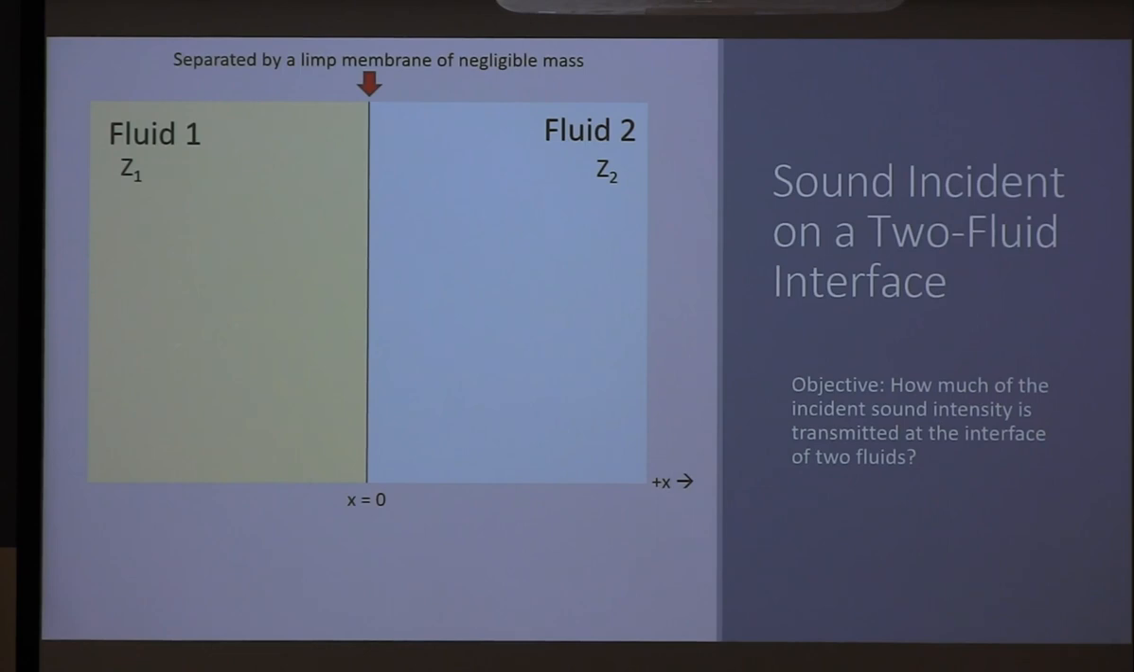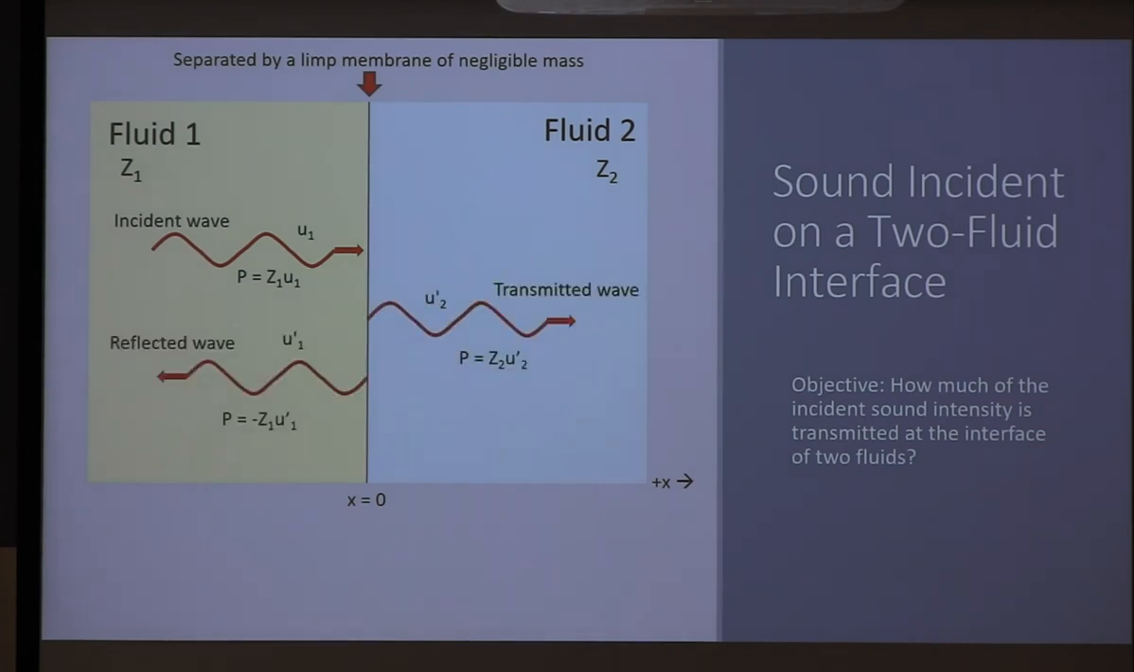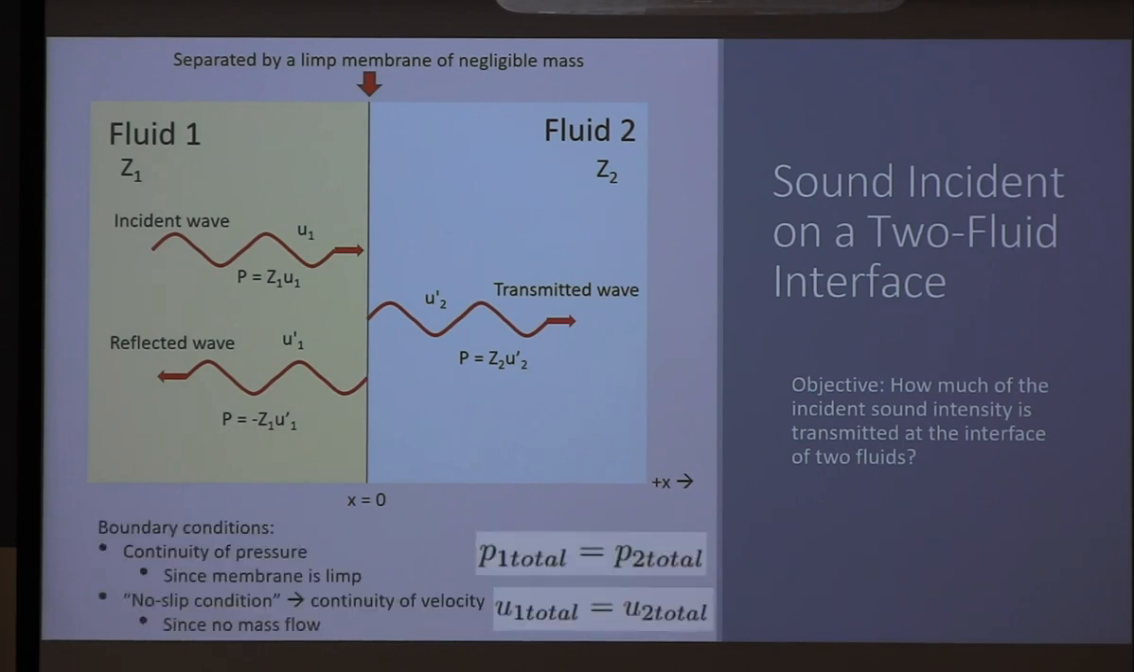I did say originally to consider this to be air. A fluid can be any liquid or gas, so anything that has particles that flow freely. And so, again, we're going to have this incident sound wave coming in, and then a transmitted component and a reflected component.